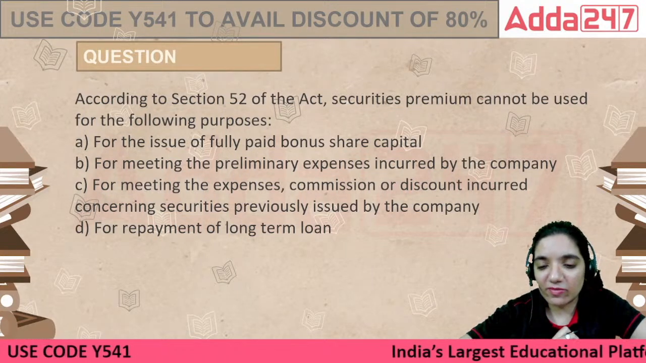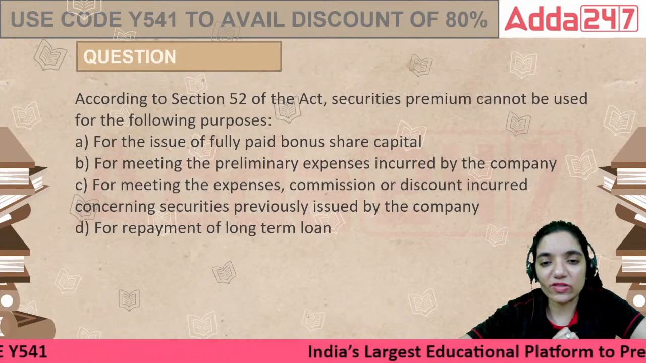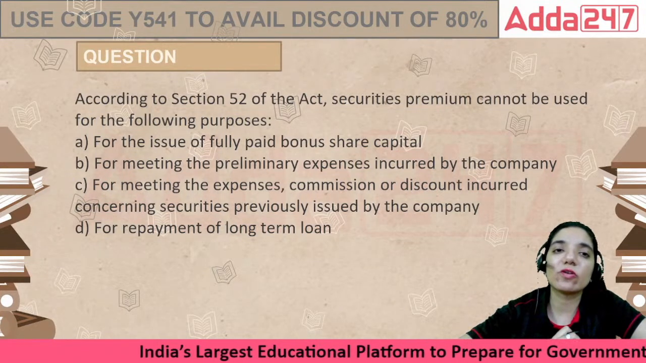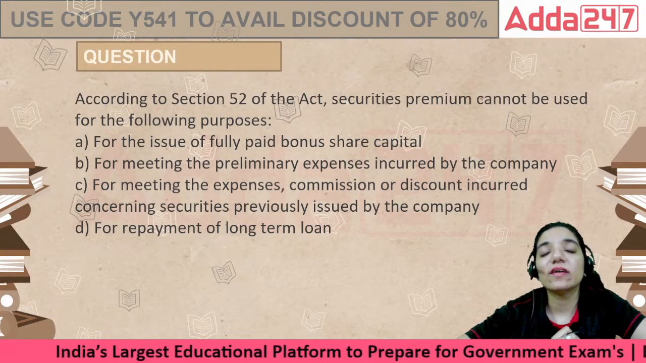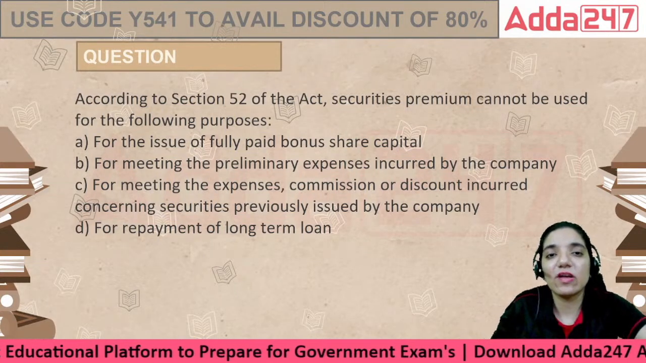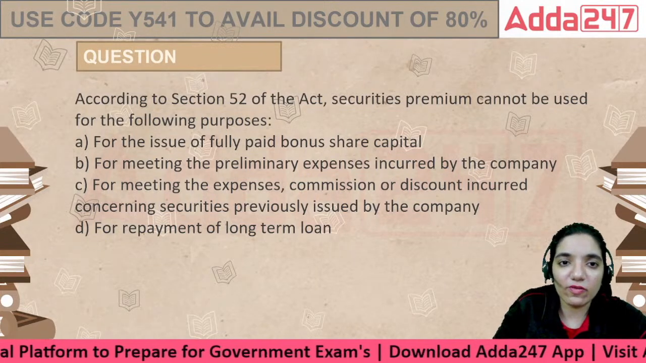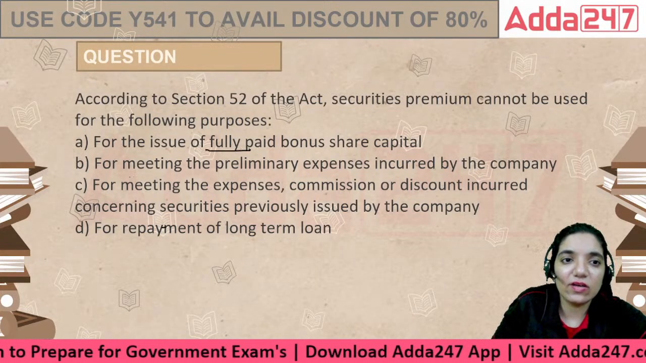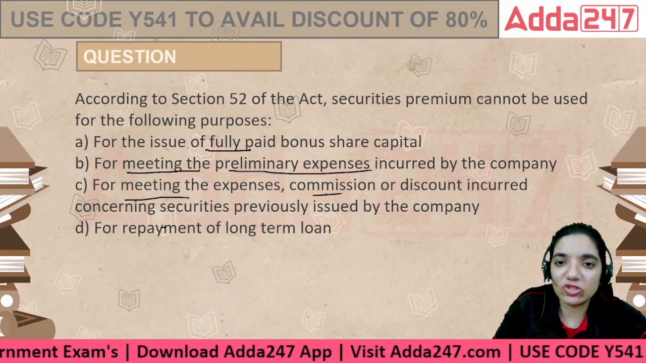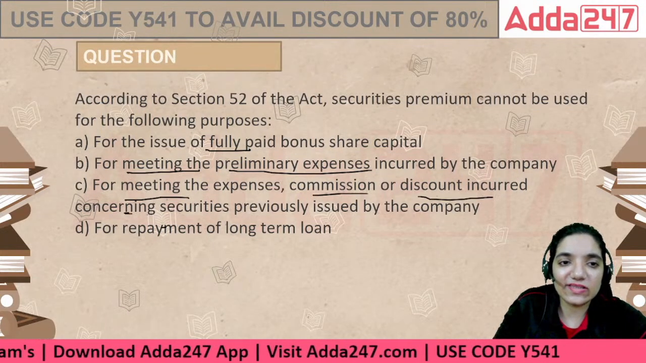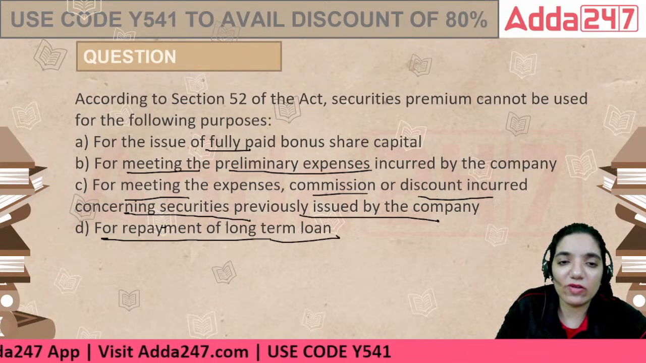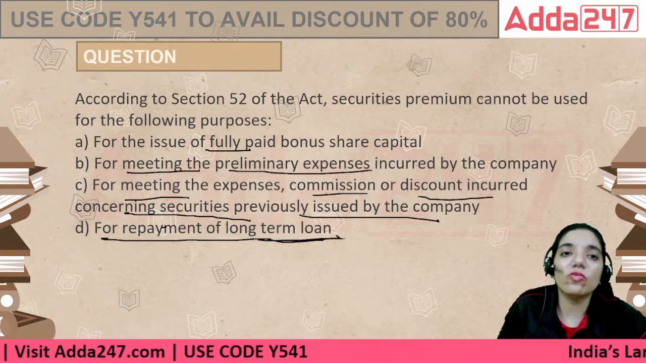See, security premium is something which is used for a specific purpose only. It is not used for a random thing. They are the specific reserves, not general reserves. When we talk about a specific reserve, it is used for the issue of fully paid bonus shares, or for meeting the preliminary expenses incurred, for meeting the expenses and commission or discount incurred concerning securities previously issued by the company, or for repayment of a long term loan.